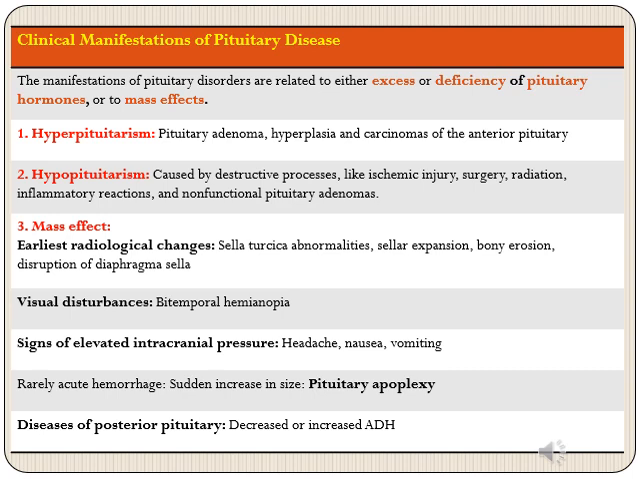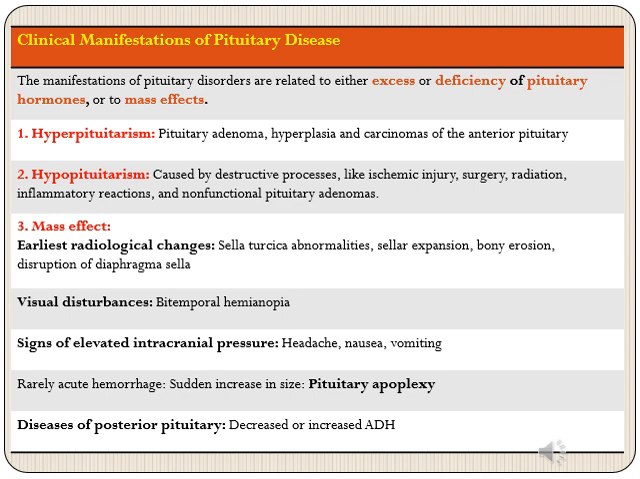So after this brief introduction of the normal histology and physiology of pituitary gland, let's start with the pathology of pituitary gland. We'll start with clinical manifestations of various pituitary diseases. Any pituitary disease can present either because of hormonal alterations, which can be either excess or deficiency of pituitary hormones, or it can be because of mass effects, which are because of various pituitary diseases.